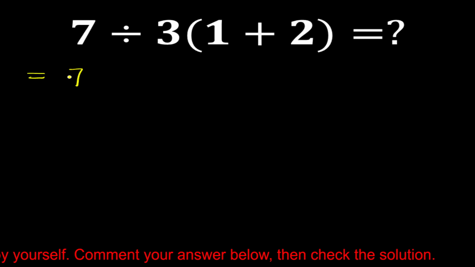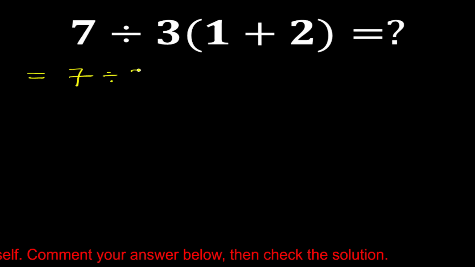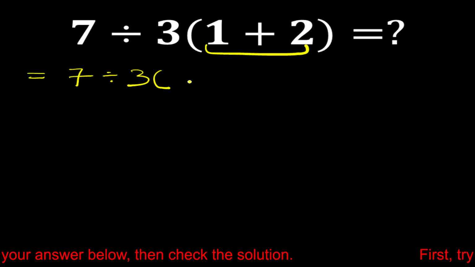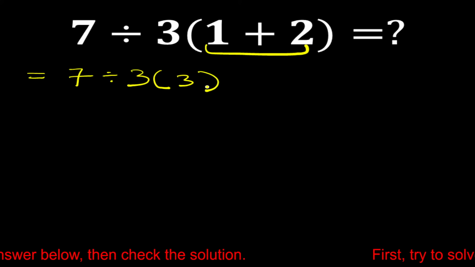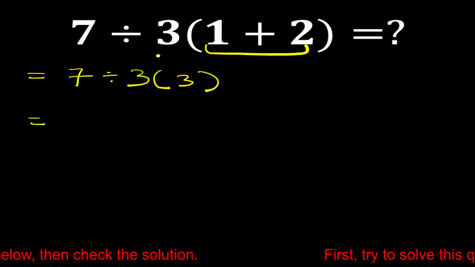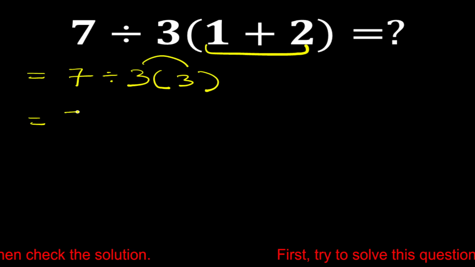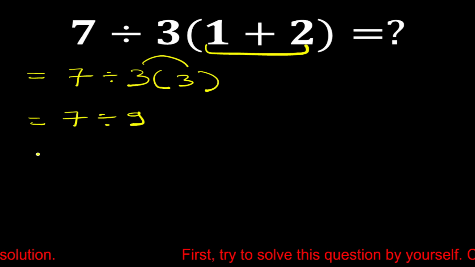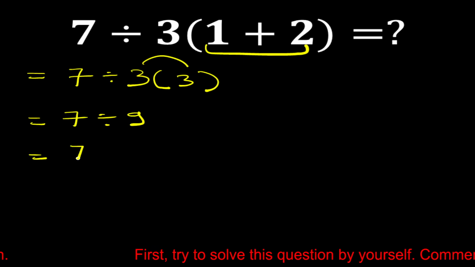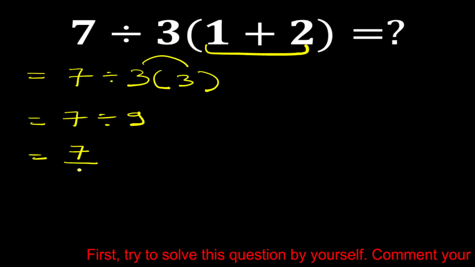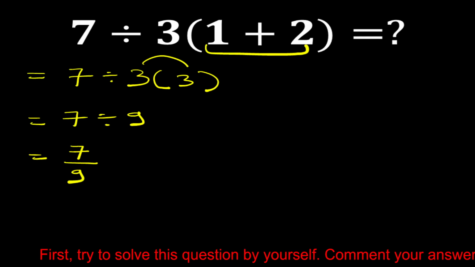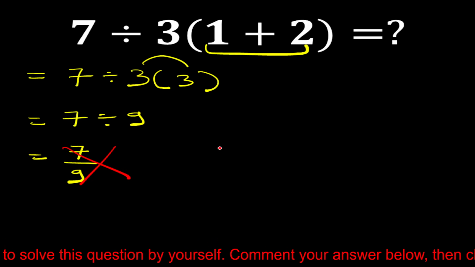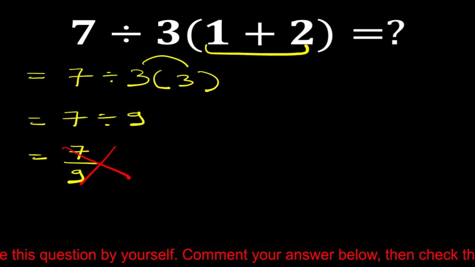So 7 divide 3, then 1 plus 2 is equal to 3. Okay, then 3 multiply 3 is equal to 7 divide 9. Therefore we can write it as 7 by 9. Okay, but this is not the correct answer. This answer is completely wrong.